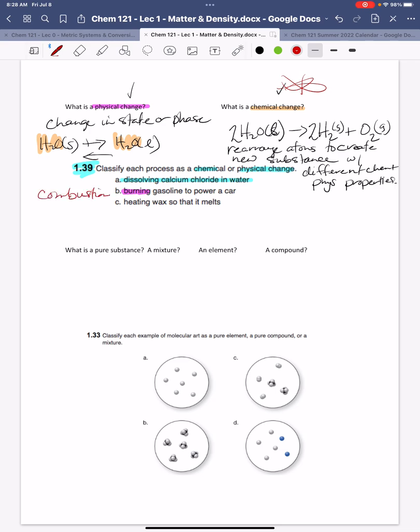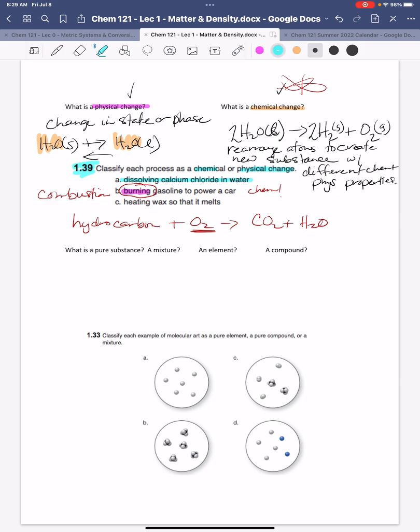When you burn a hydrocarbon, if we burn a hydrocarbon, we're going to combine it with oxygen. And if it burns completely, we're going to get carbon dioxide and water. So that is definitely a chemical reaction. Anytime you see the word burning, you're combining with oxygen, and it's always going to be a chemical reaction.